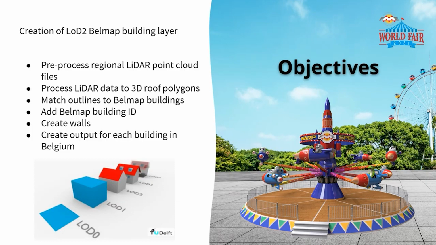The outlines of the roof polygons are then matched to our Belmap building footprints, and at the same time, heavy geometrical corrections are performed. Also, the Belmap ID is added so it can be linked to our other Belmap components. Walls are added, and an output in a specific format is created so we can visualize and use the LOD2 model of each building in Belgium.